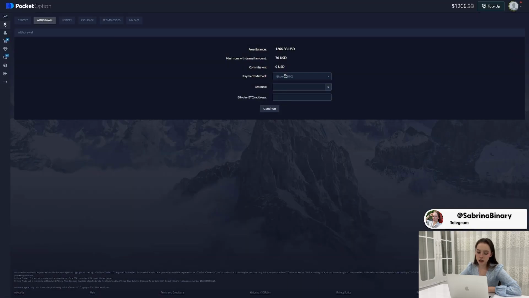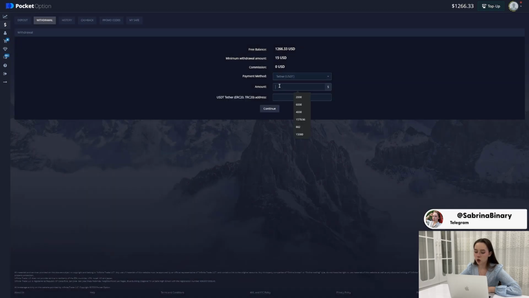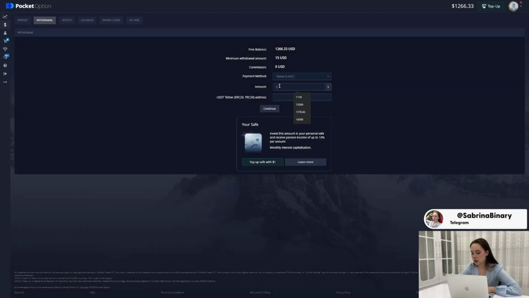First, we need to click on the dollar icon, then click on the word withdrawal. I will withdraw money in USDT. Then I enter my data and click continue. And as you can see, the withdrawal really came.